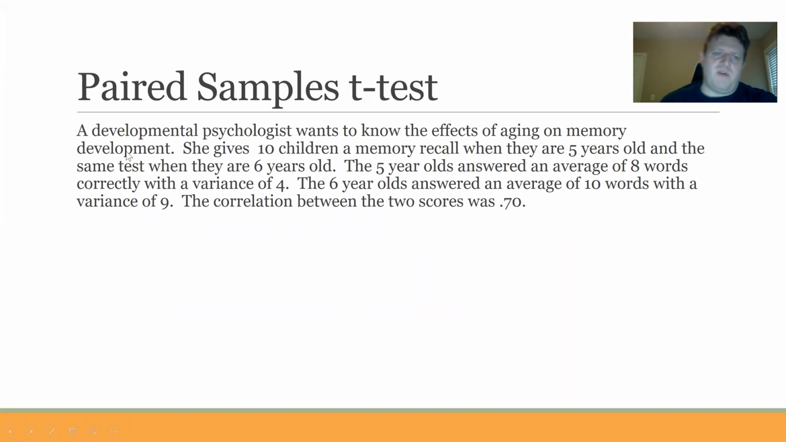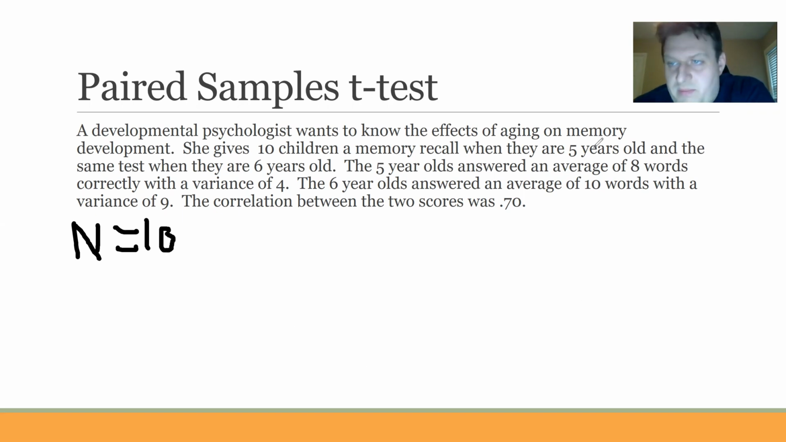A developmental psychologist wants to know the effects of aging on memory development. She gives 10 children a memory recall test when they're 5 years old and the same test when they're 6 years old. So what information do I need to write down? I know that it's 10 children, so n here is equal to 10.